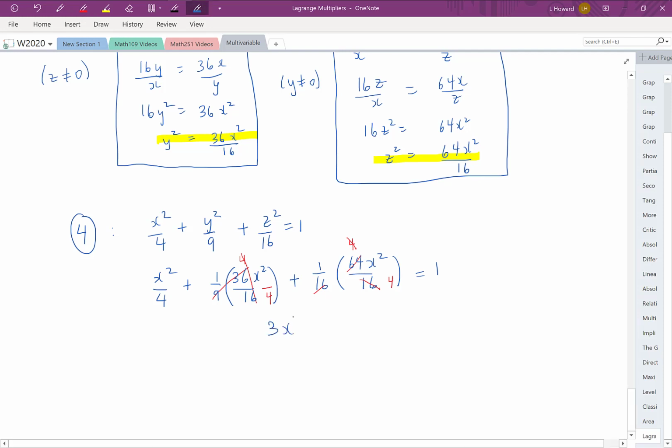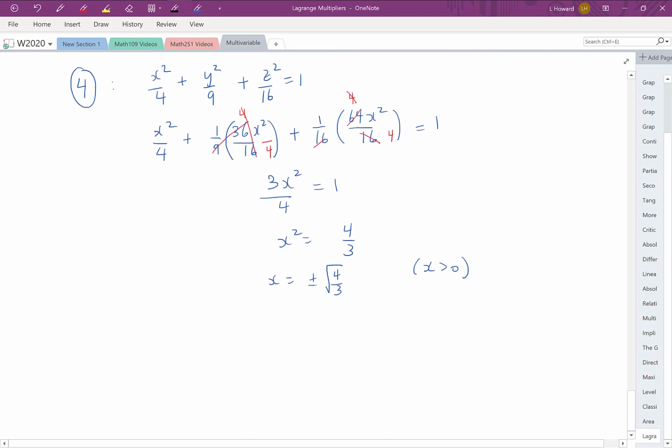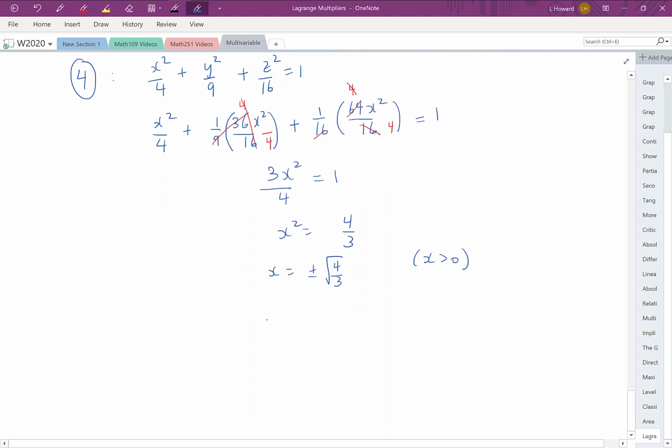So that's 3x squared over 4 equal to 1. Let's multiply both sides by 4/3. So x squared is equal to 4/3, and that means x is equal to plus or minus the square root of 4/3. Okay, now in this problem, we're talking about lengths. So we can insist that x is going to be positive. So we can take the positive root here.